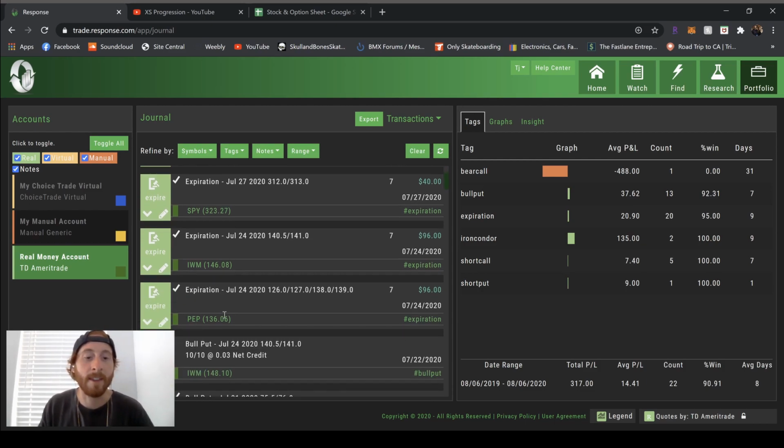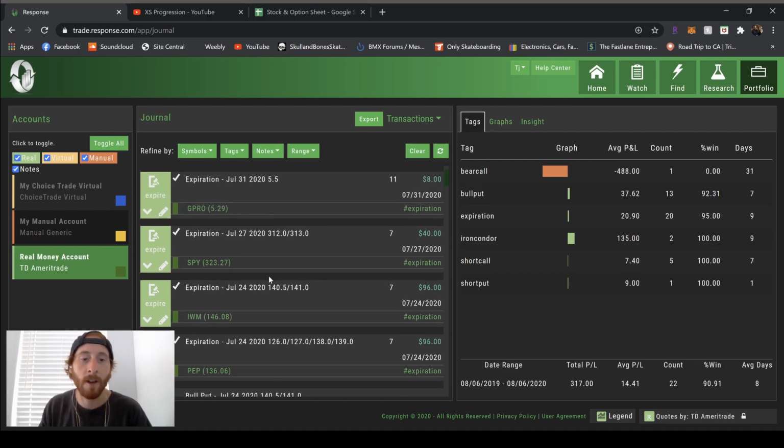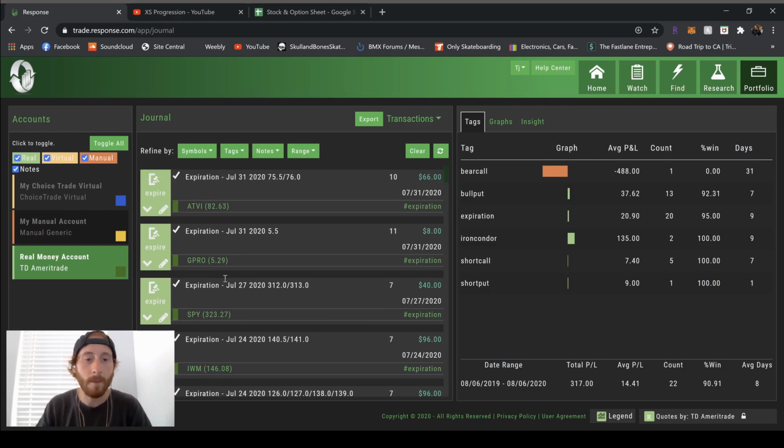Here's Pepsi. This is the second iron condor that I did on Pepsi, and this was also successful. 7-day long iron condor, made $96 on it. IWM, the Russell 2000, is a very similar index to the S&P 500, so you can see that they kind of play the same exact patterns. Not exactly, but pretty damn close. So I did put a bull put on this one as well. Made $96 in 7 days on this trade.